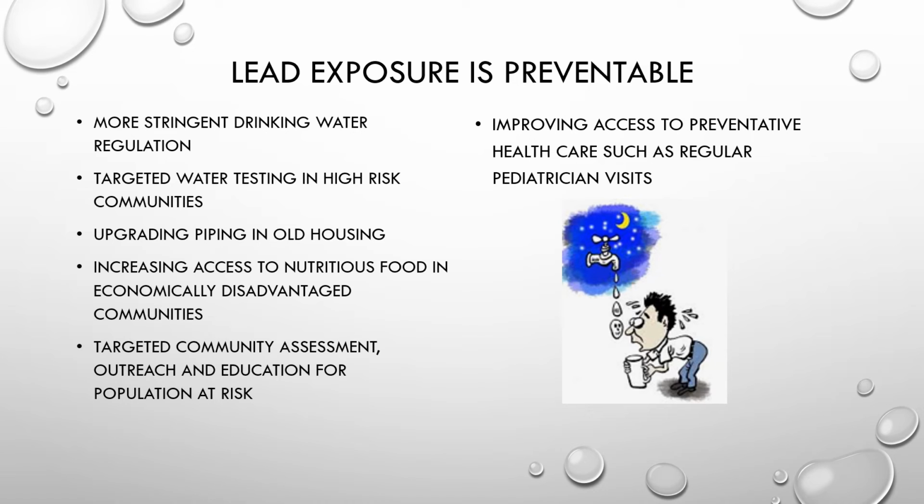Increasing access to nutritious foods in communities that experience food insecurity will decrease absorption if exposed to lead. Other prevention strategies include targeted community assessment, outreach, and education for populations at risk, as well as improving access to preventative health care, such as regular pediatrician visits.